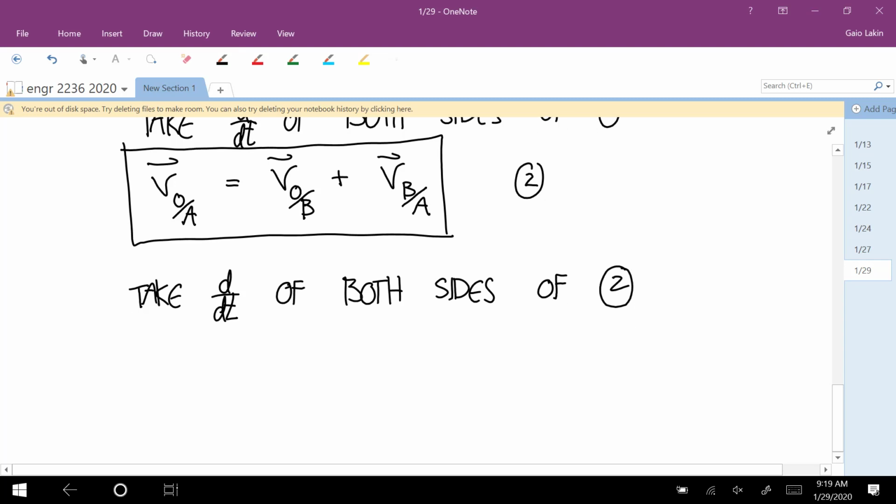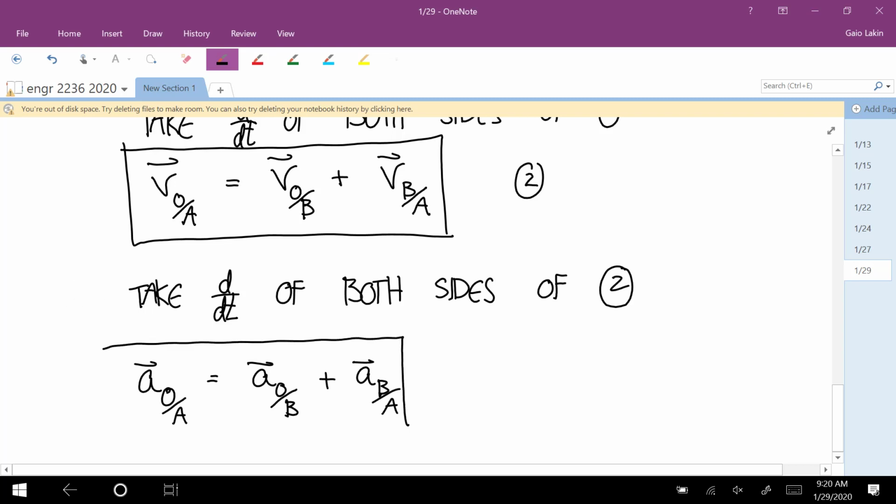And you get the third one, that's the accelerations. So the acceleration of the object relative to A is equal to the acceleration of the object relative to B plus the acceleration of B relative to A. Third one. And that same memory device works for all 3 of those, position, velocity, and acceleration. If your subscripts work for fraction multiplication, then you have them in the right order. Okay.